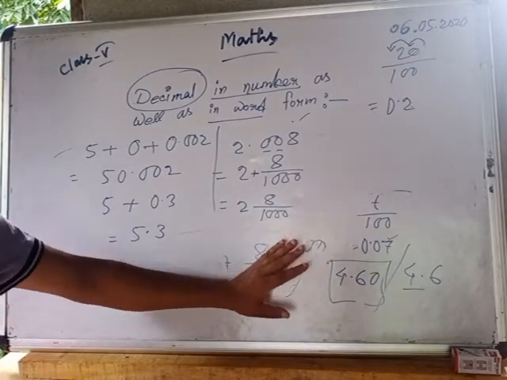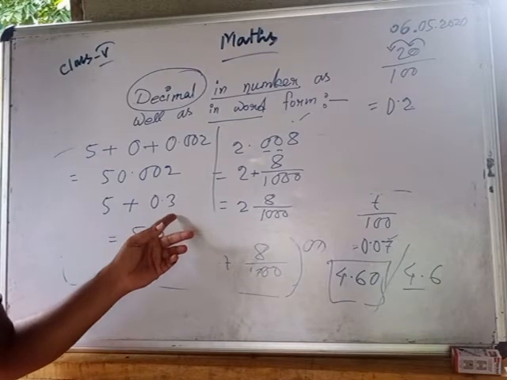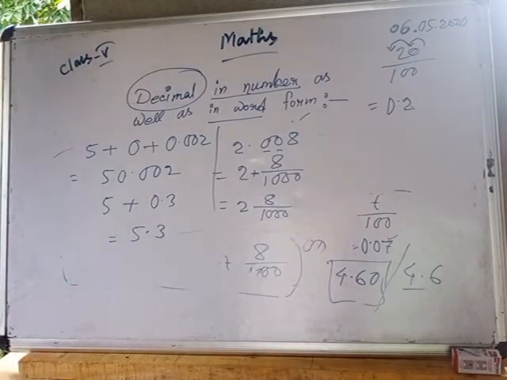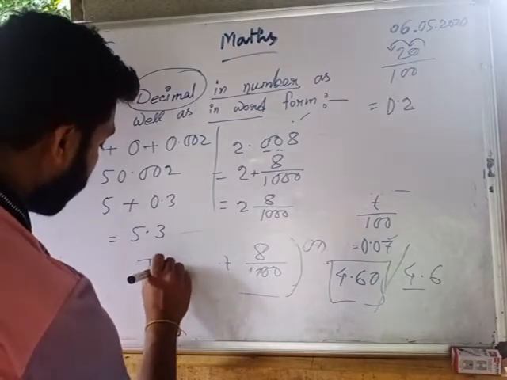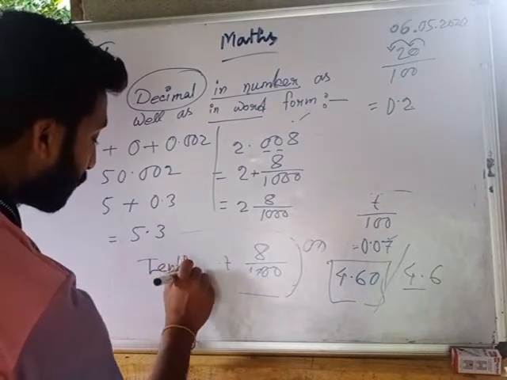After that we are right here. After the point it is tenths. That means it will go in the tenths place. Tenths. Okay.